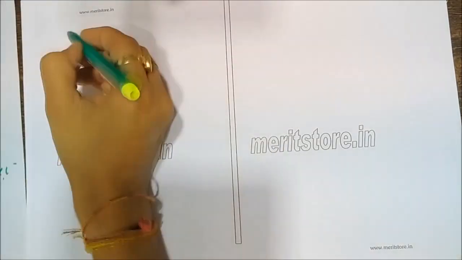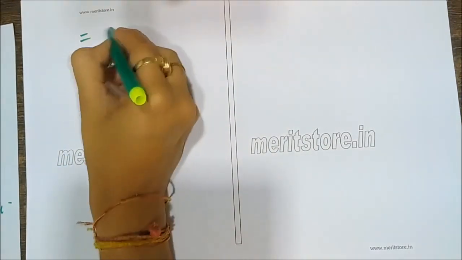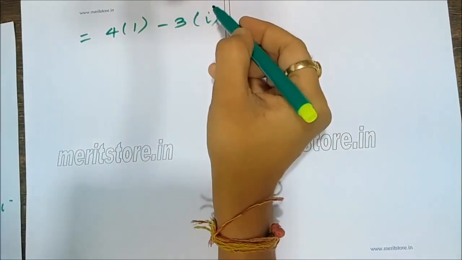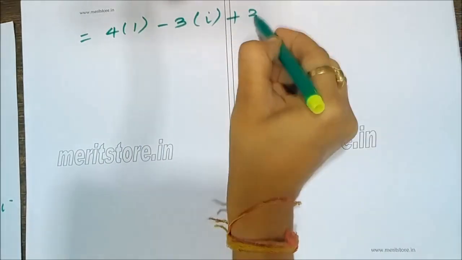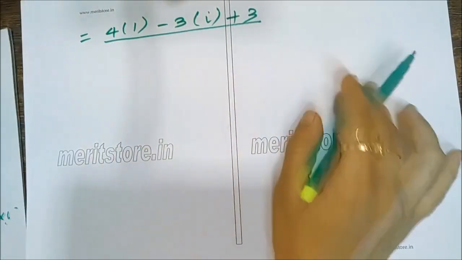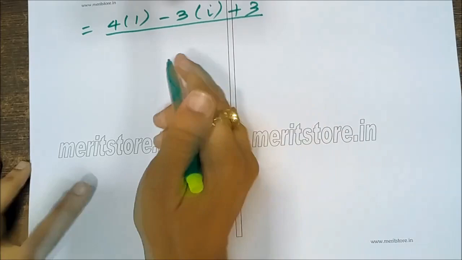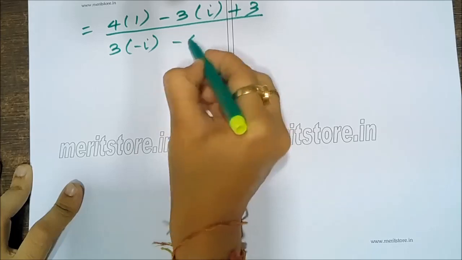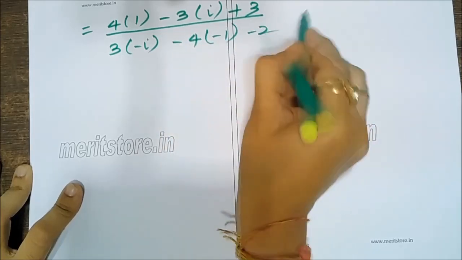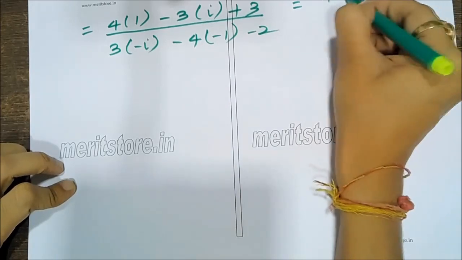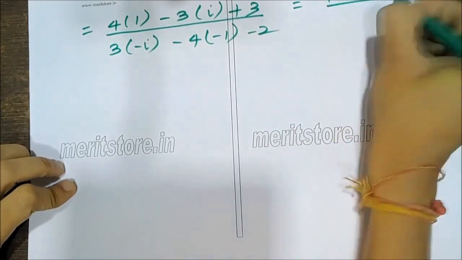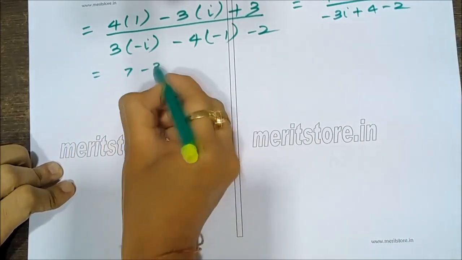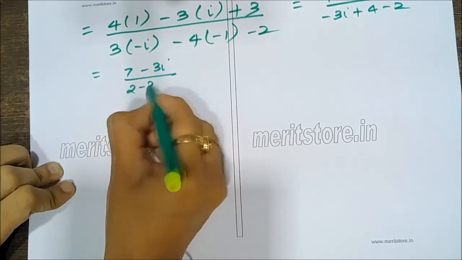Now, substituting the values, we get 4 into 1 minus 3 into i plus 3 upon 3i raised to 11, that is 3 into minus i, minus 4 into minus 1 minus 2. So 4 minus 3i plus 3 upon minus 3i plus 4 minus 2. That is 7 minus 3i upon 2 minus 3i.